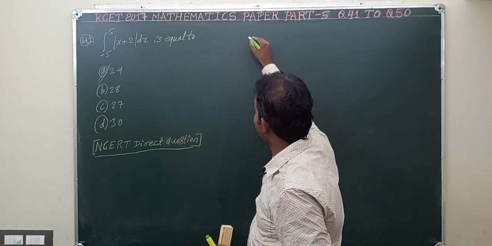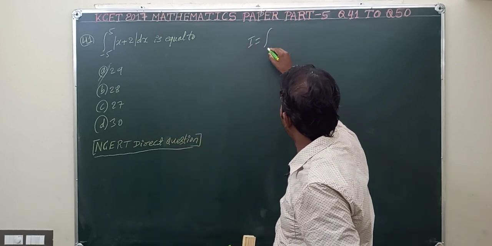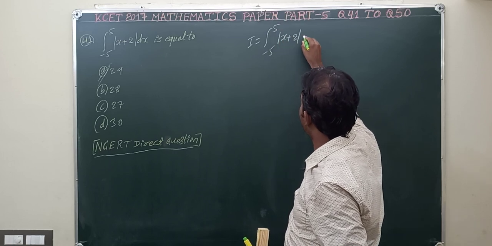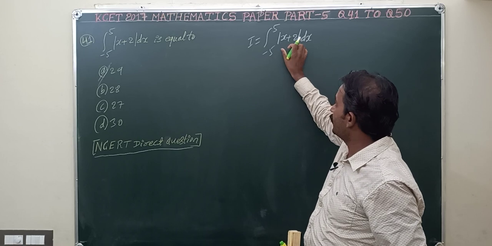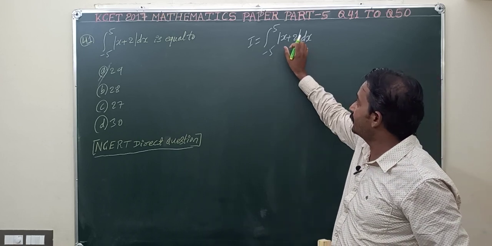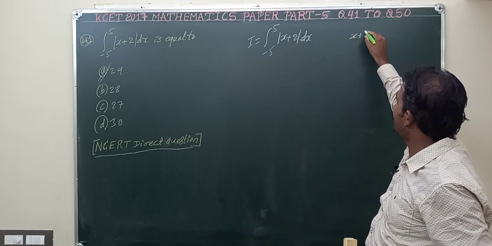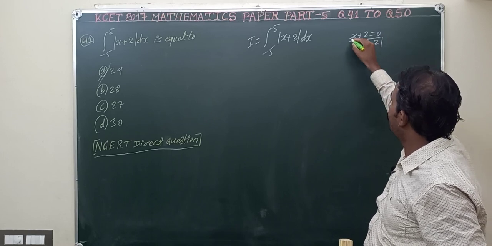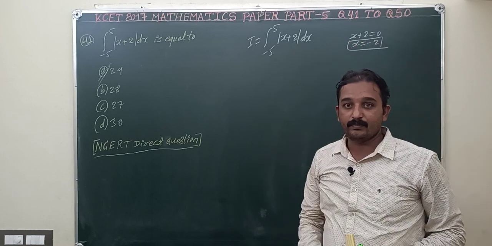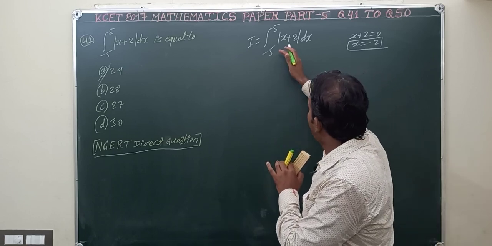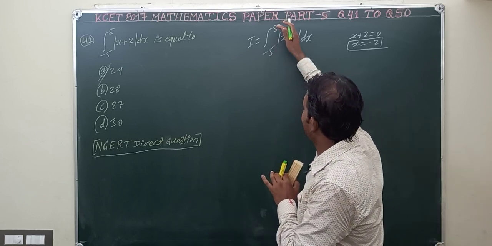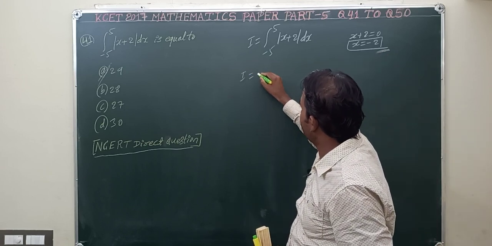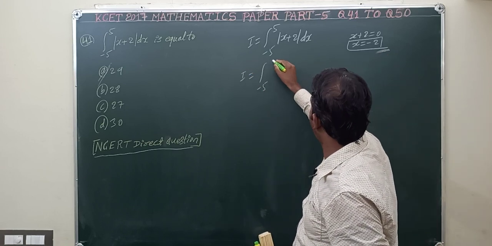So let us take I is equal to the integral from minus 5 to 5 of modulus of x plus 2 with respect to x. So this is a modulus function. It is not differentiable at x is equal to minus 2 because x plus 2 is equal to 0, x is equal to minus 2. At x is equal to minus 2, two tangents are obtained. Now we split the interval minus 5 to 5 at the point x is equal to minus 2 using the property. So minus 5 to minus 2.